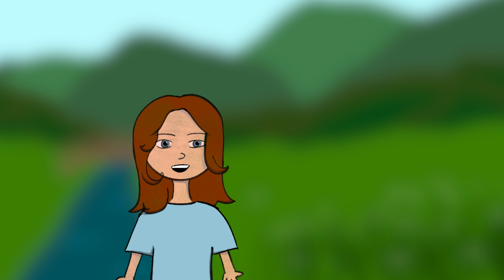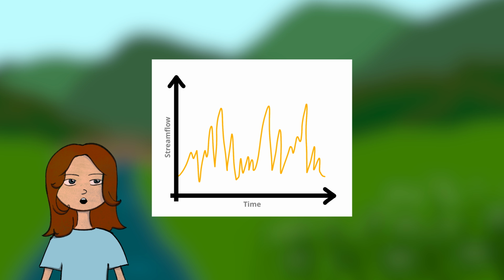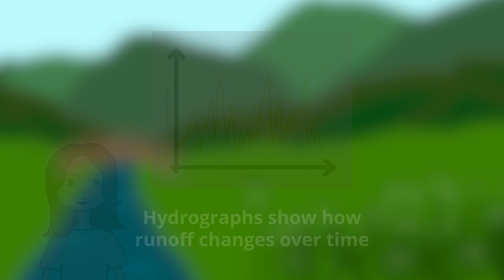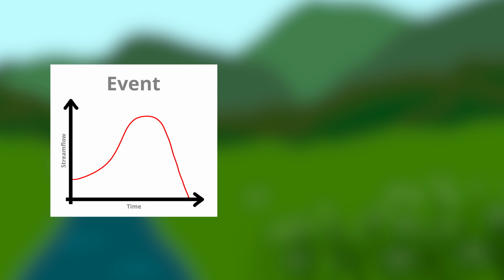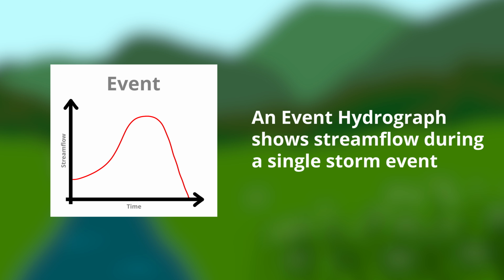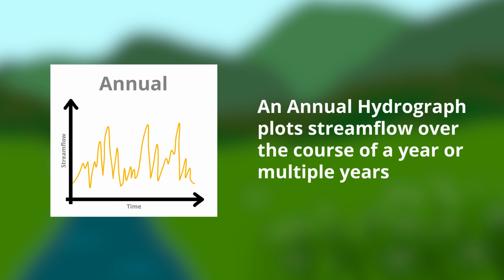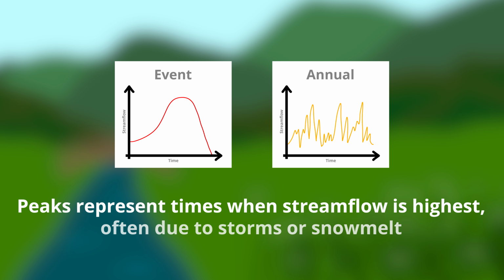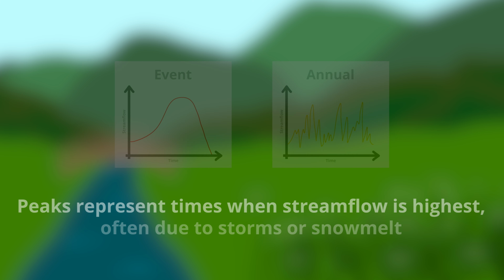We can visualize runoff by using hydrographs. On a hydrograph, time is plotted on the x-axis, and stream flow is plotted on the y-axis. Hydrographs show how runoff changes over time. Take a look at the event hydrograph and compare it to the annual hydrograph. An event hydrograph shows stream flow during a single storm event like a hurricane, while an annual hydrograph plots stream flow over the course of a year or multiple years. The peaks on a hydrograph represent time when stream flow is highest, often following storms or seasonal snowmelt.